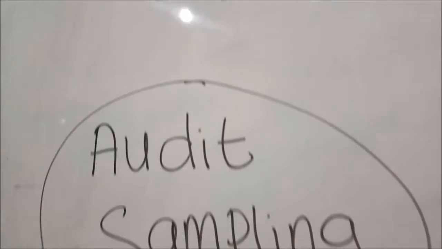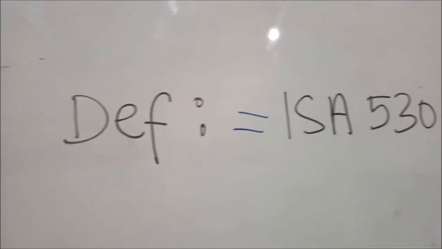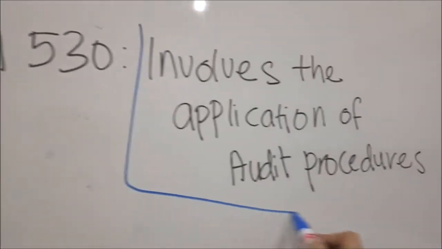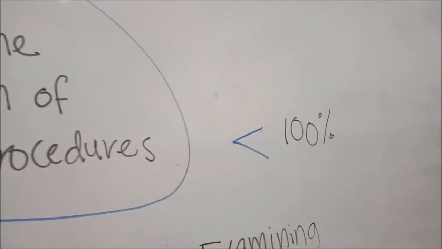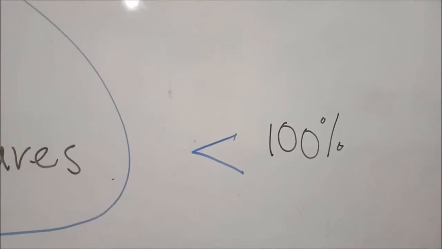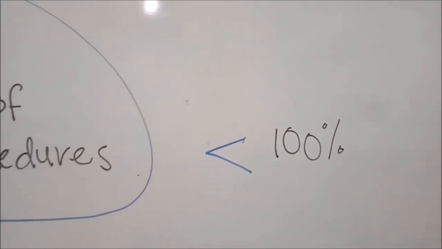Audit sampling. The definition by ISA 530. Sampling involves the application of audit procedures to less than 100% of items within an account balance or class of transactions such that all sampling units have an equal chance of selection.